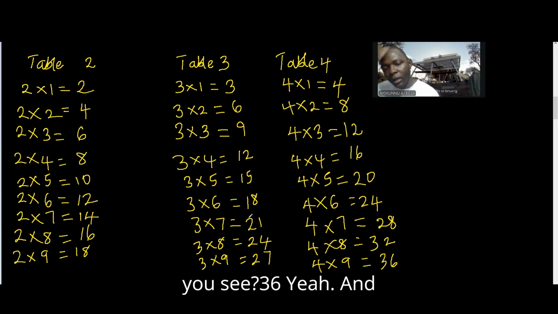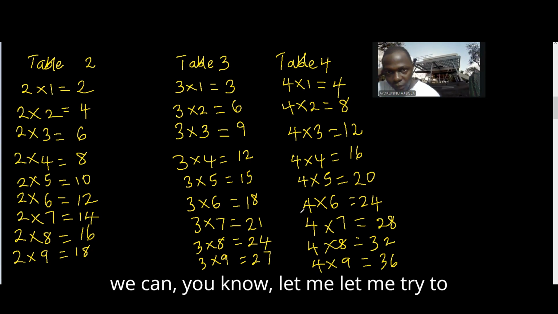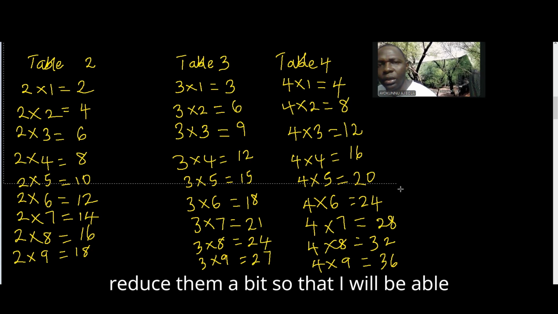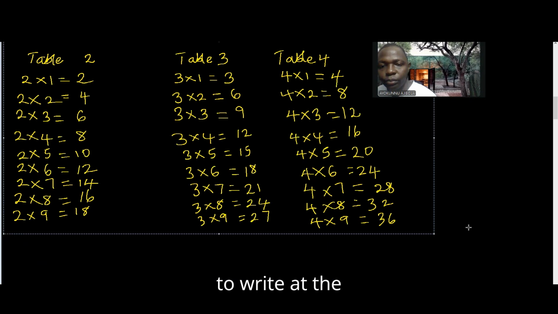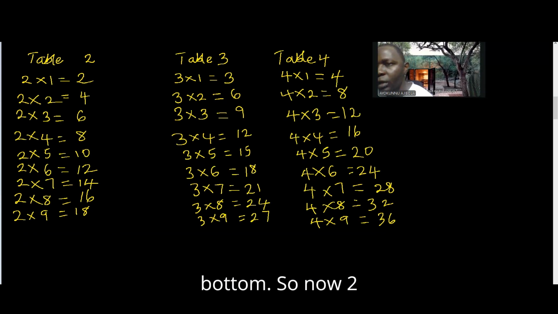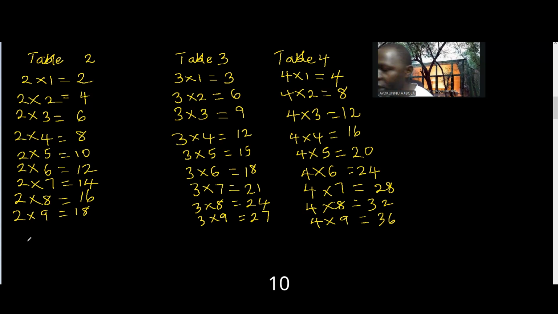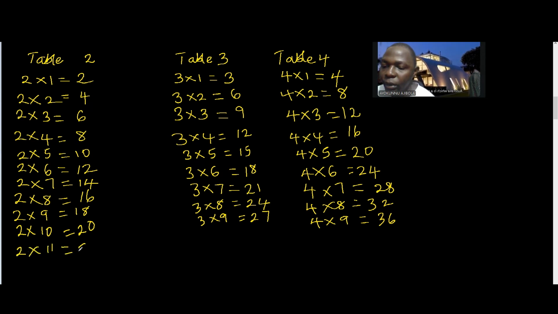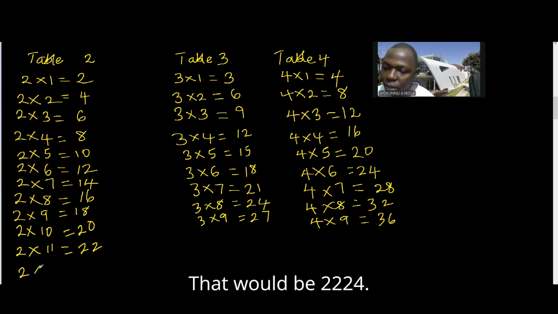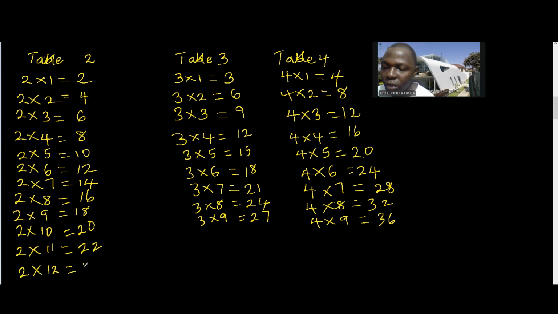You see, and we can, let me try to reduce them a bit so that I will be able to write at the bottom. So now 2 times 10 equal to what? That would be 20. And 2 times 11 will be what? That would be 22. And this will be 24.